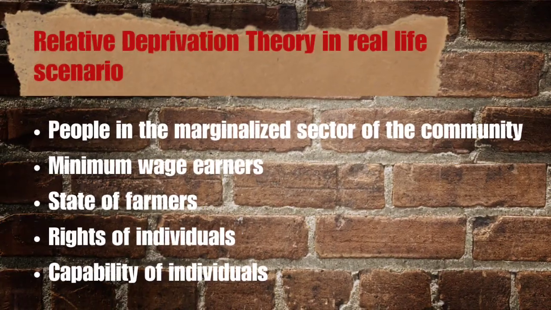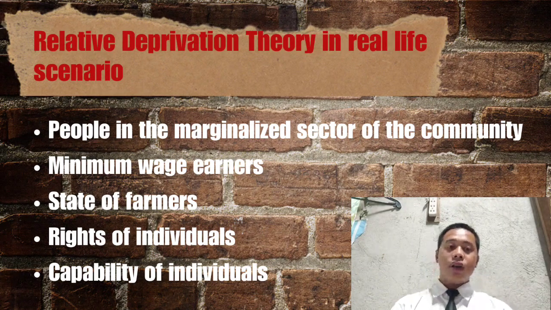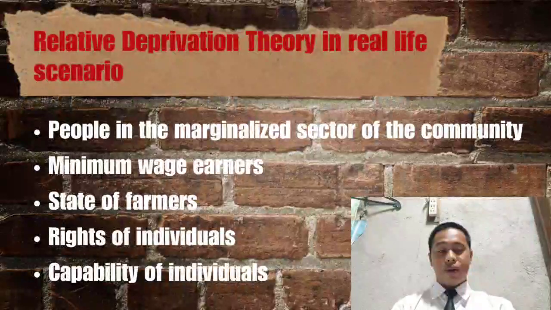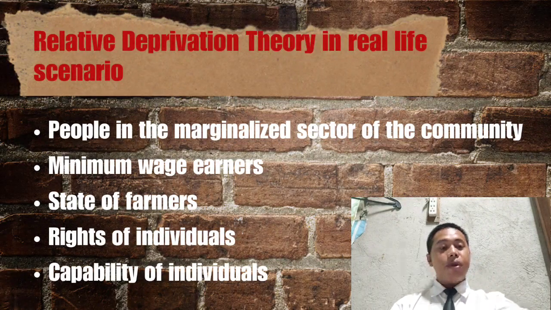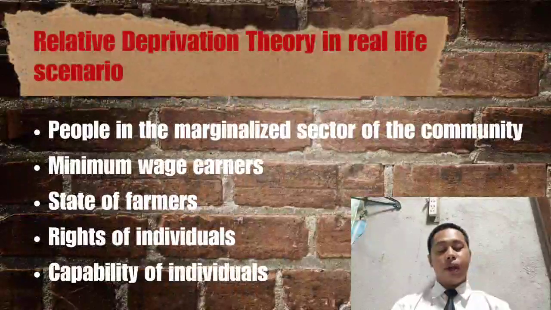So these people in the marginalized sector of the community are deprived of getting a sustainable and stable job because they have no educational background, so this is the result of their deprivation. So this is relative deprivation theory in a real-life scenario. Number 1, people of the marginalized sector of the community, especially because they are the ones who experience the deprivation and as a result they commit crimes.